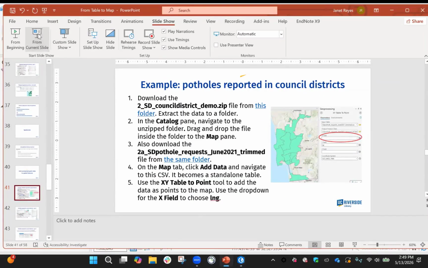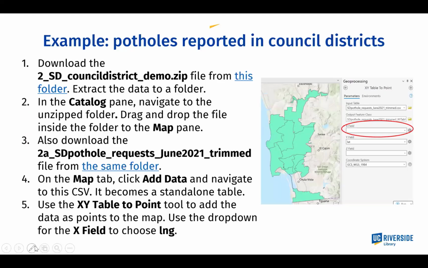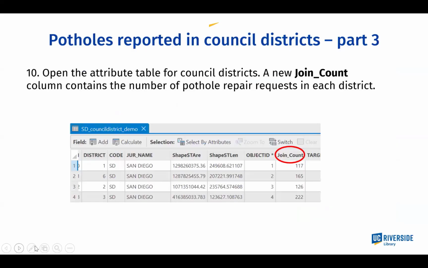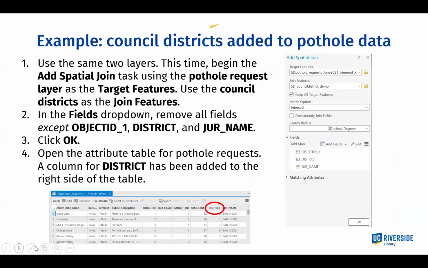Again, these slides just cover what I just demonstrated. So you could try it again at your leisure once you get the slides or watch the recording. Then in the first example, we saw that we had now a new column in our attribute table that tells us the number of points or potholes that were in that district. And then this is the example that we did at the very last, where we were adding district identifiers to our pothole data.